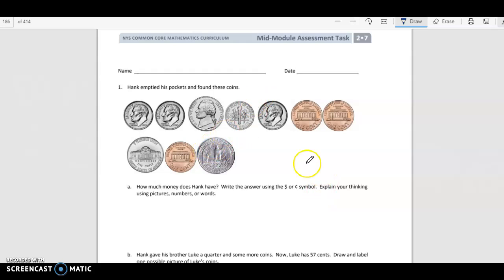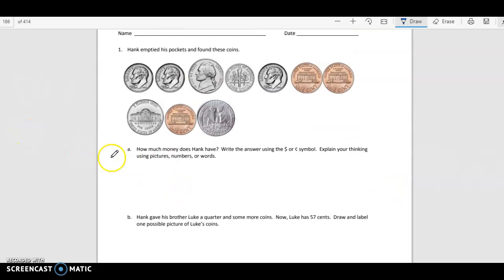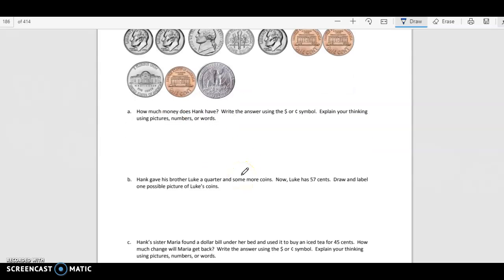Okay, number one is Hank emptied his pockets and found these coins. A says how much money does Hank have? Write the answer using the dollar sign or the cent symbol. Explain your thinking using pictures, numbers, or words. So however you can figure out how much money Hank has, you can go ahead and do that right here or up here. Just make sure you write the answer here. And you know that when we have these word problems, you need to answer with a complete sentence.